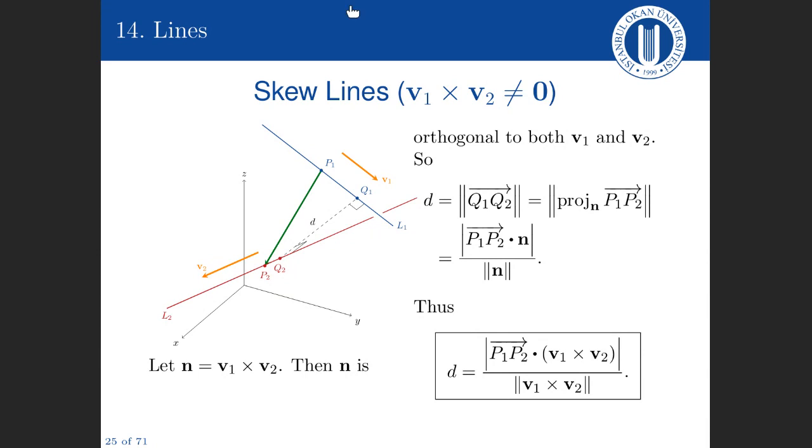So let's imagine there's some unknown point Q1 on line L1, which is closest to line L2, and there's some unknown Q2 on line L2, which is closest to L1. And the distance D that we want will be the distance between Q1 and Q2.